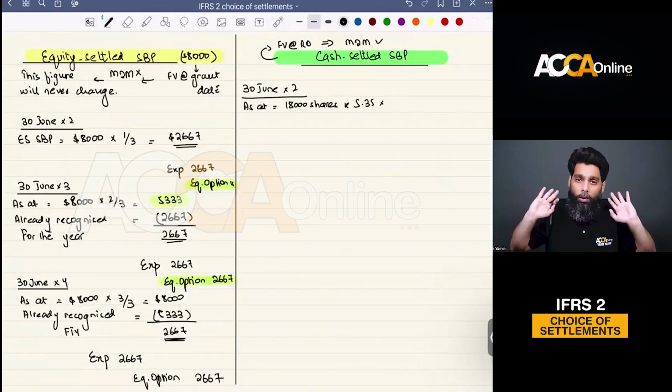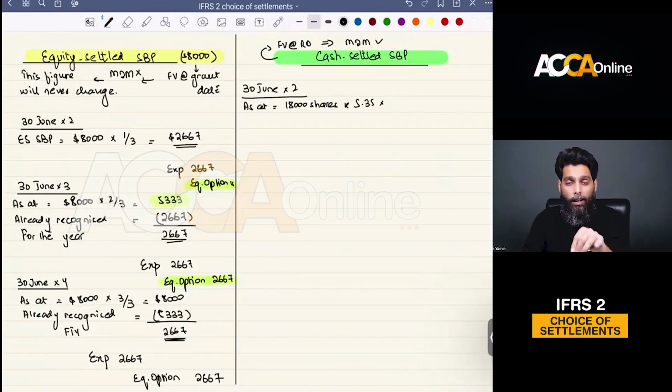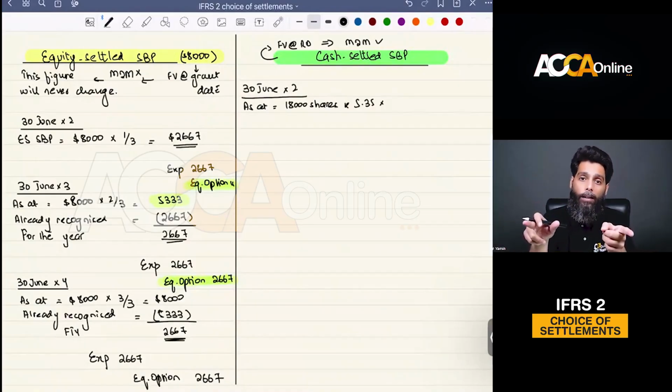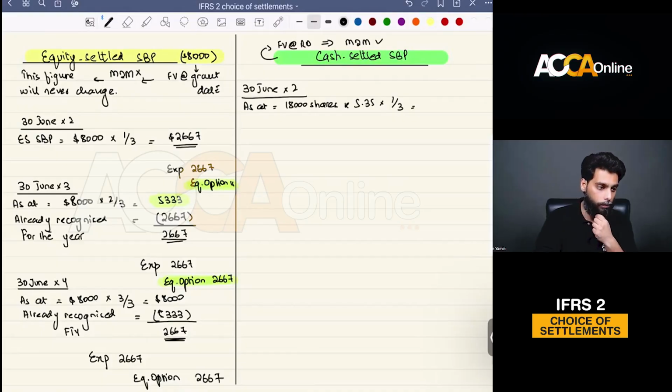No, guys, this transaction has a 3-year vesting period and all employees must remain employed during that period. So it's a with service condition question. Then we have to multiply it by 1 and divide it by 3. Remember? So what is the value now? 18,000 shares multiplied by 5.35 divided by 3. This is 32,100. Excellent.